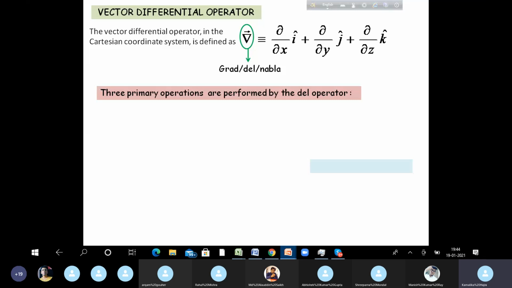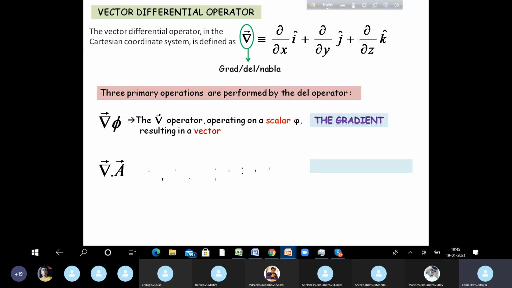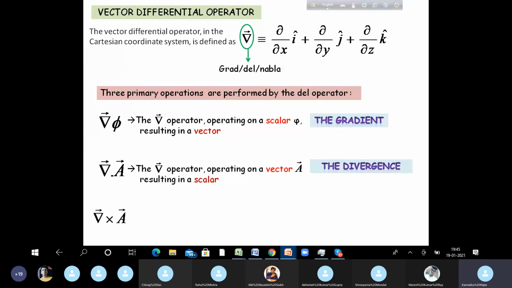So up to which point did you hear me? Ma'am, divergence. Okay. So divergence. And finally, when the grad operator acts on a vector, but now you take the cross product, okay? So del operating on a vector resulting in a vector. When you take the cross product, you all know that you get a vector. So that is called the curl.